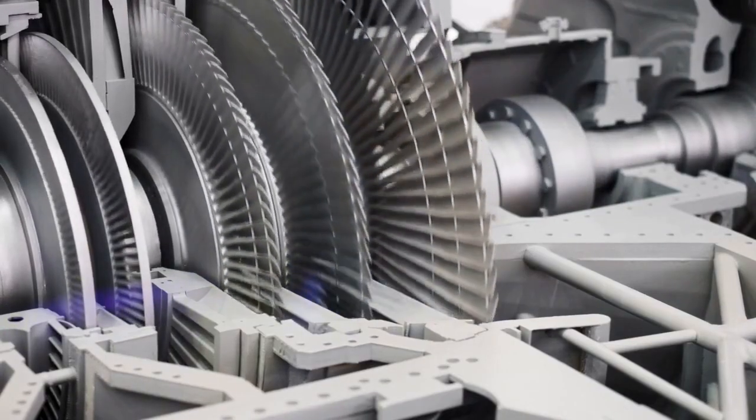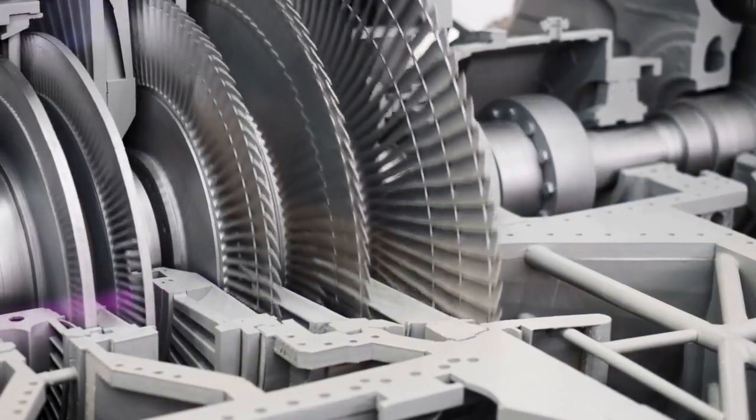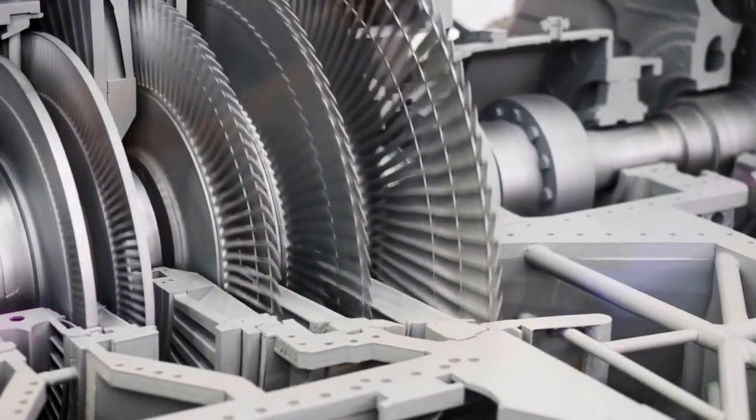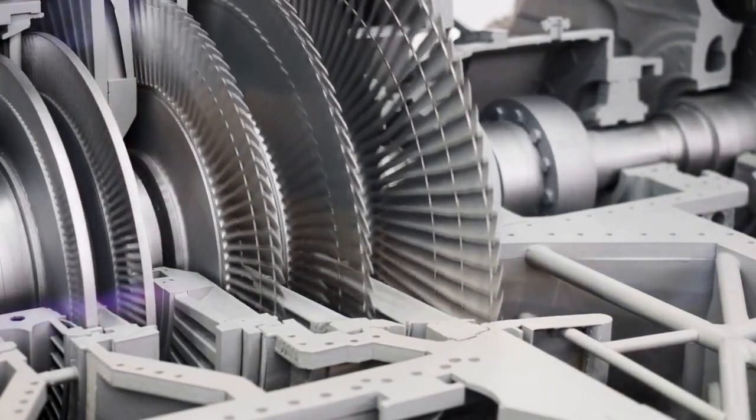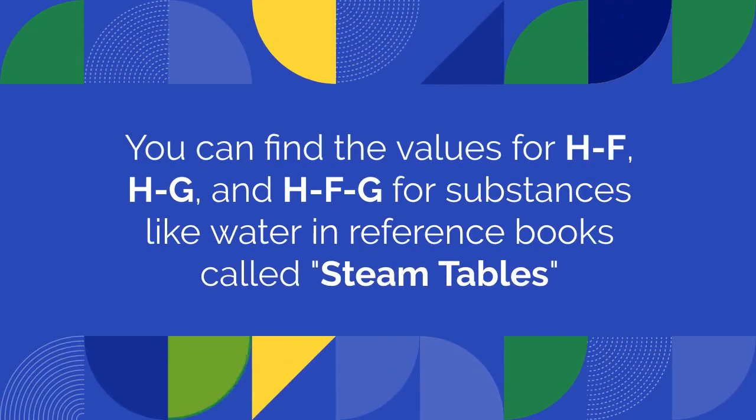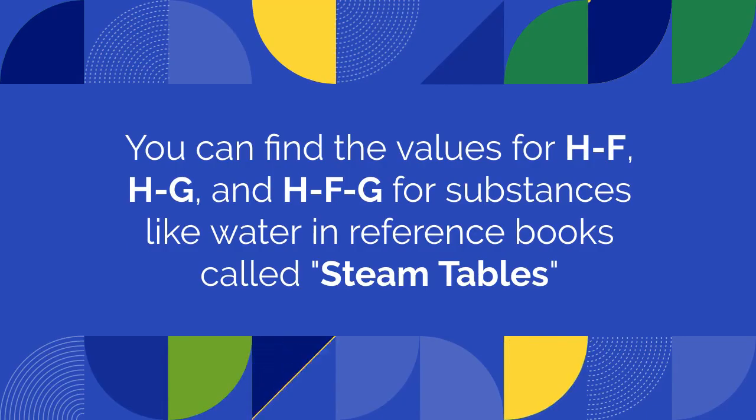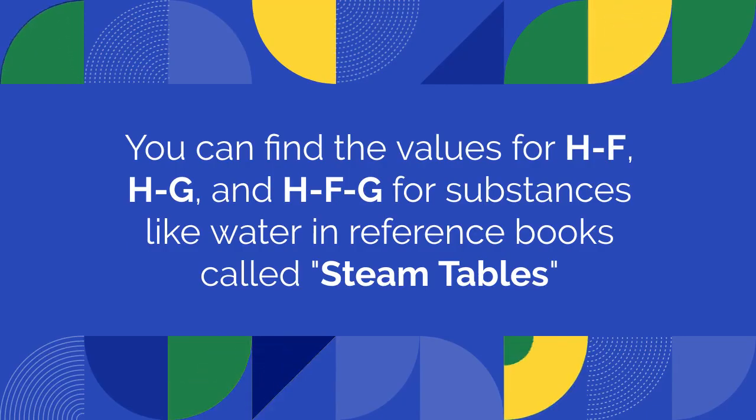This value is incredibly important for engineers because it tells them exactly how much energy is needed to create steam for a turbine or to vaporize a refrigerant in an AC unit. You can find the values for Hf, Hg, and Hfg for substances like water in reference books called steam tables.